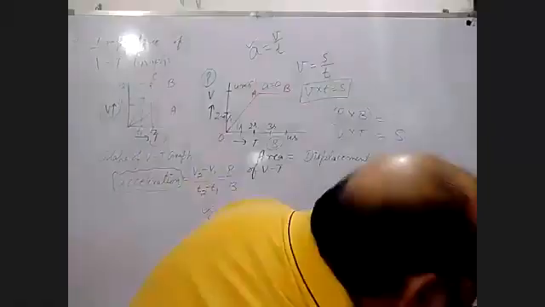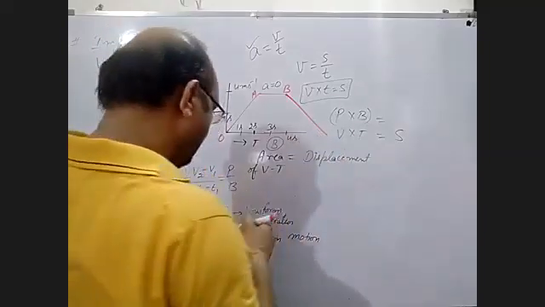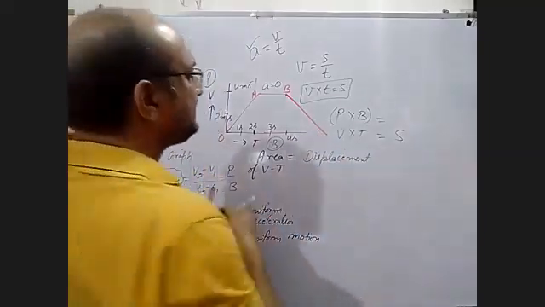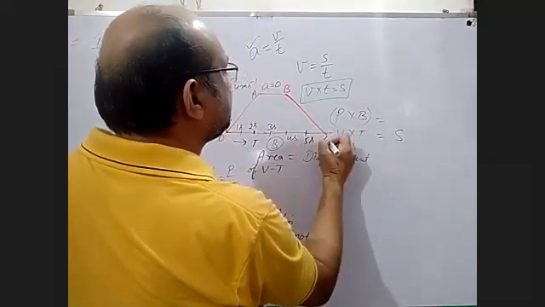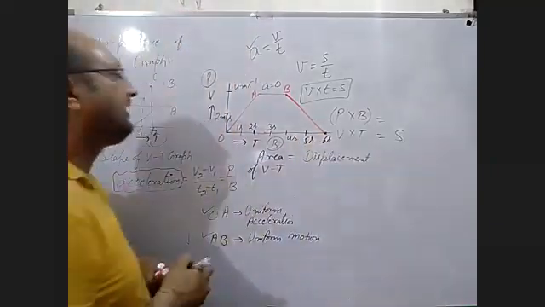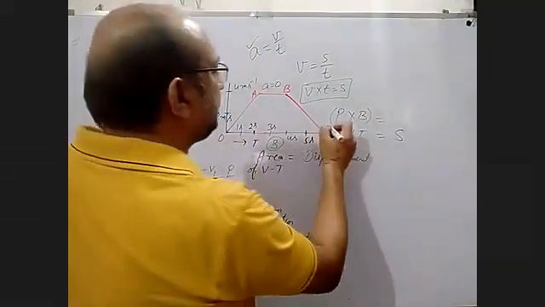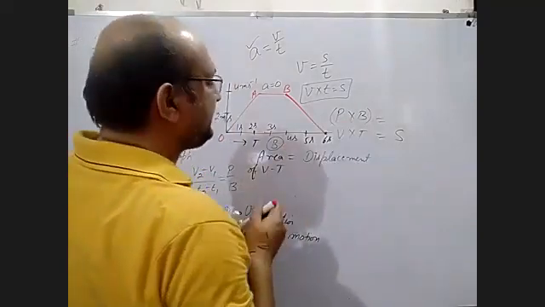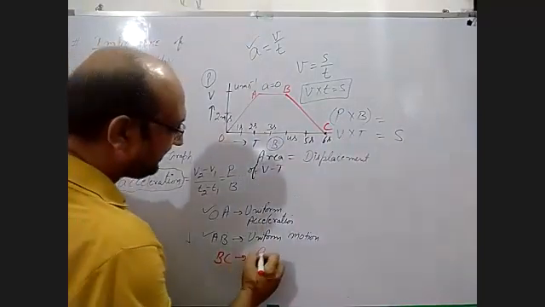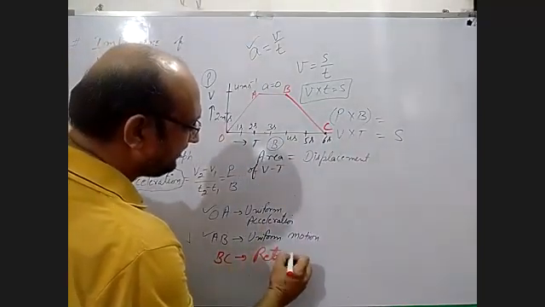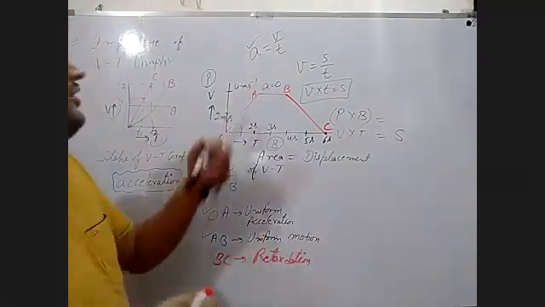If you want to take a retardation case also, then you can take it in this way. Now I am extending this graph. This is 5 seconds and this is 6 seconds. At 6 seconds, it will stop. Then what does the BC line show? BC shows retardation. Now, this is the explanation of this graph.